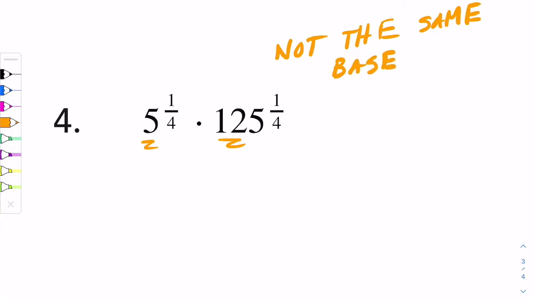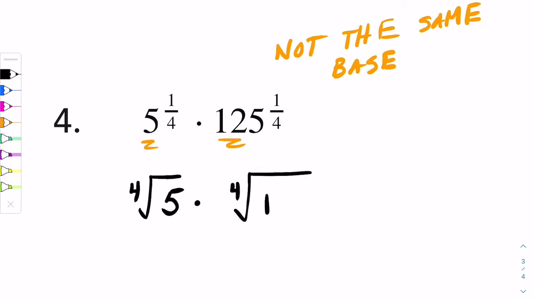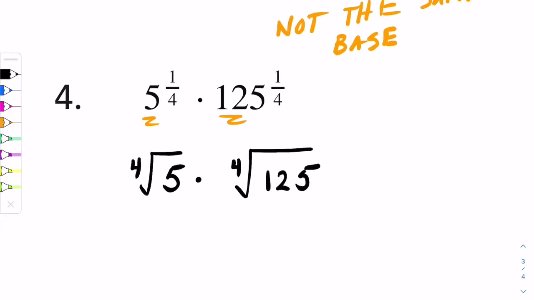So if the base isn't the same, the only thing we can do is convert to radicals and see if we can simplify. 5 to the power of 1/4 is the 4th root of 5 times the 4th root of 125. Luckily, if you have the same index, then you can multiply radicals.